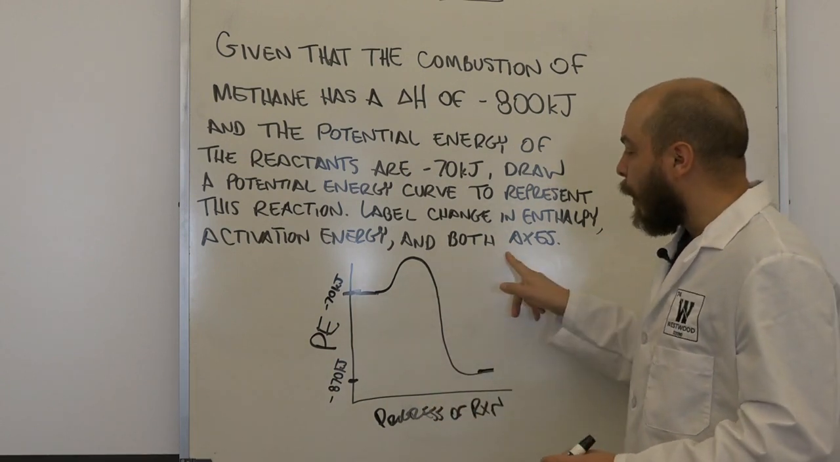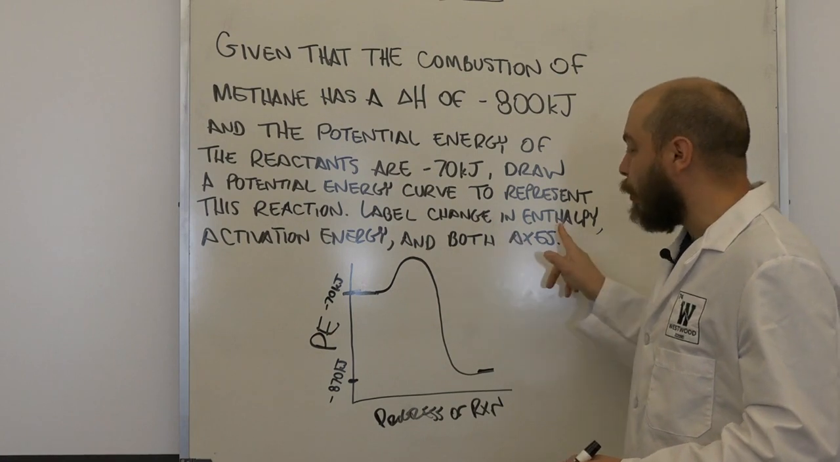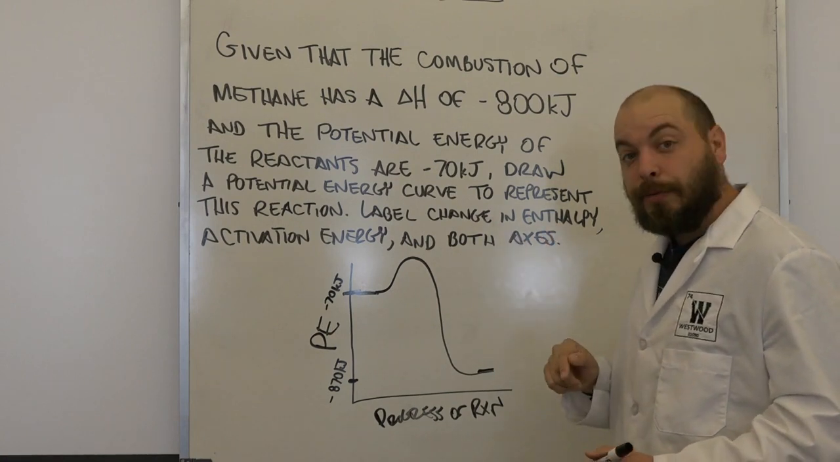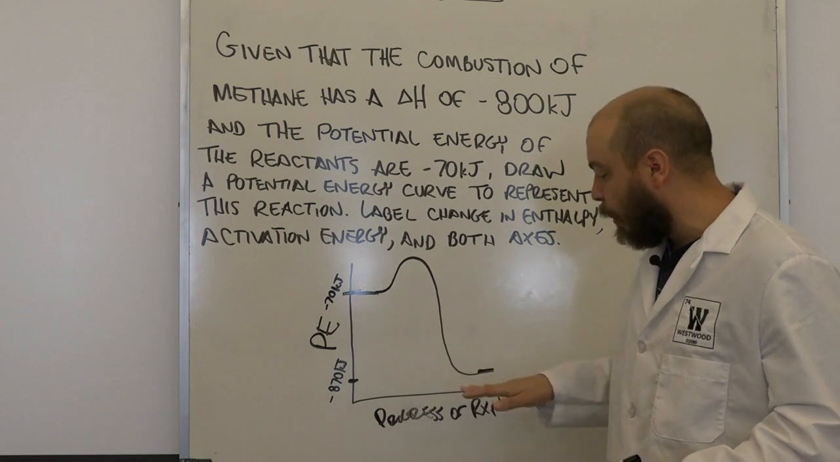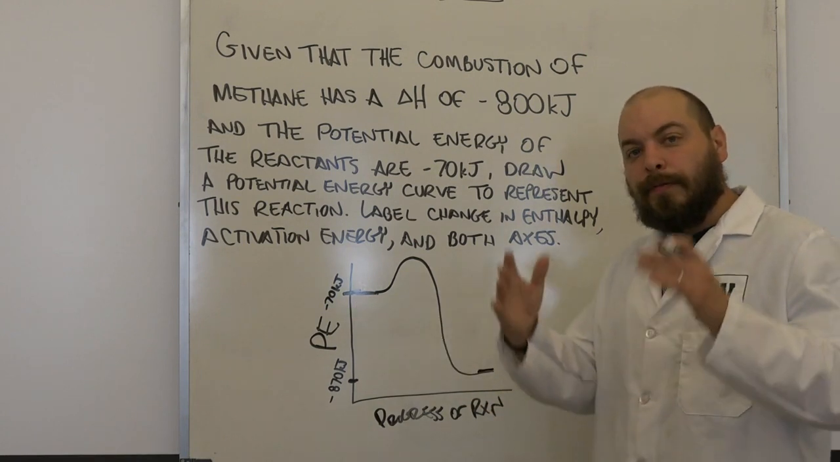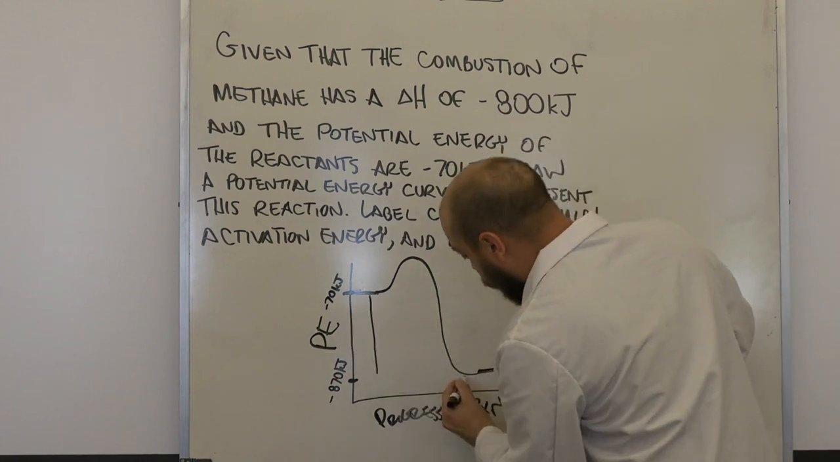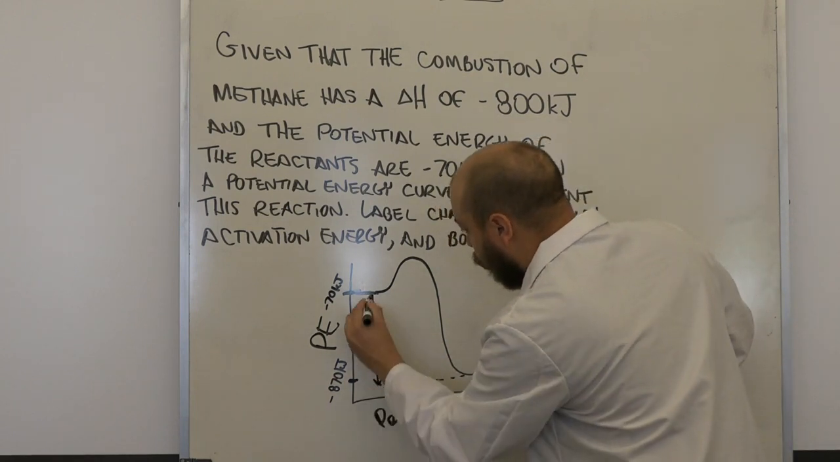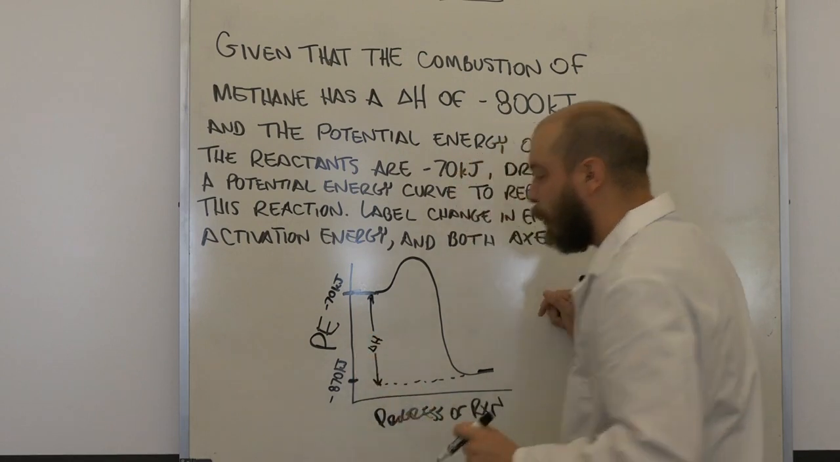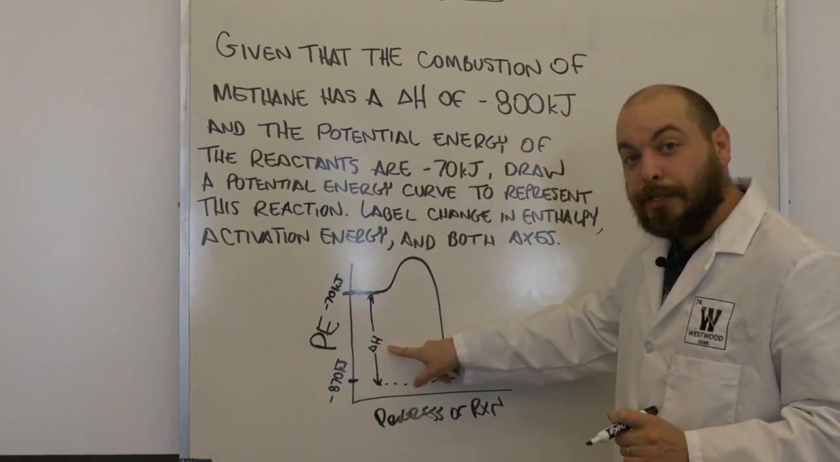So I've already labeled my axes. Now I need to figure out change in enthalpy. So my delta H is going to be represented by the difference between reactants and products. So what I'm going to do, I'm going to very clearly denote where it begins and ends. Okay, so there's my delta H, change in enthalpy.